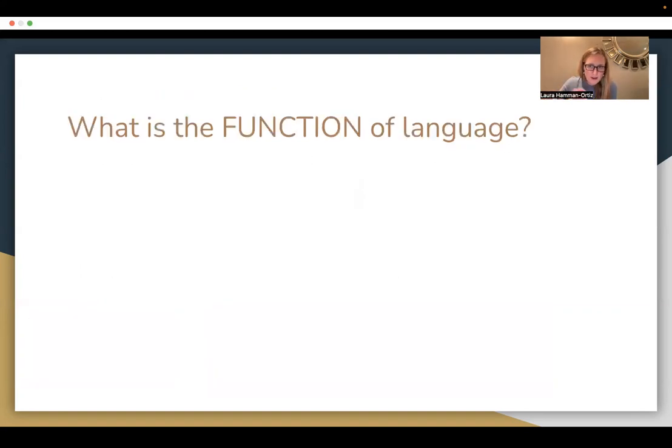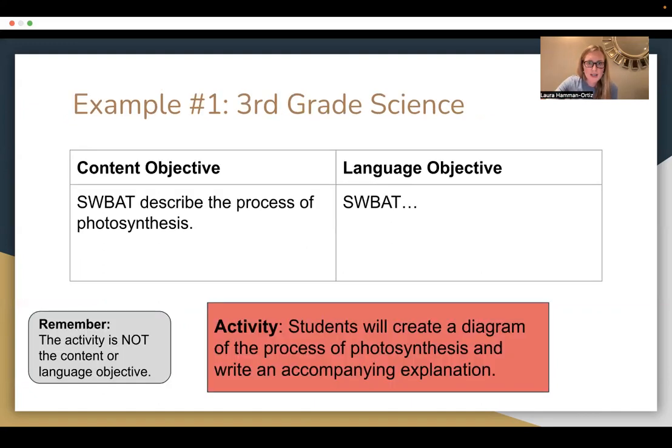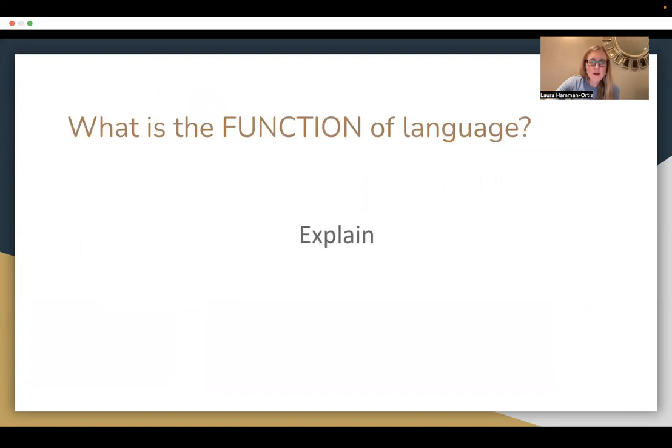All right, so to write our language objective, we begin with the function. So what is the function of language? How are they using language? So again, they're describing the process of photosynthesis, they're creating this diagram, and then they're writing an explanation. So I would say that the function is probably to explain. They're using language to explain how something happens.